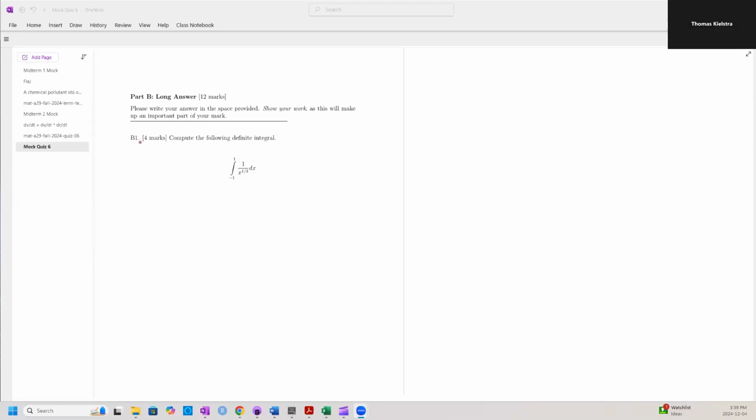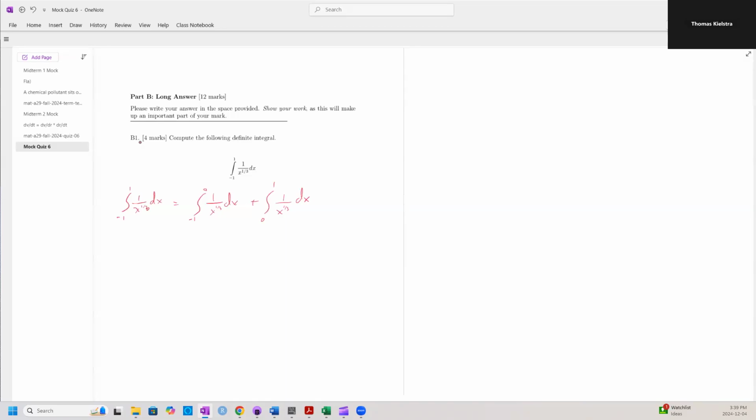For B2, we have an interesting problem because we have a singularity within this definite integral, or in the domain of integration. So we need to split it up into two integrals. It's equal to the integral from -1 to 0 of 1 over x to the 1/3 with respect to x, plus the integral from 0 to 1 of 1 over x to the 1/3 with respect to x.